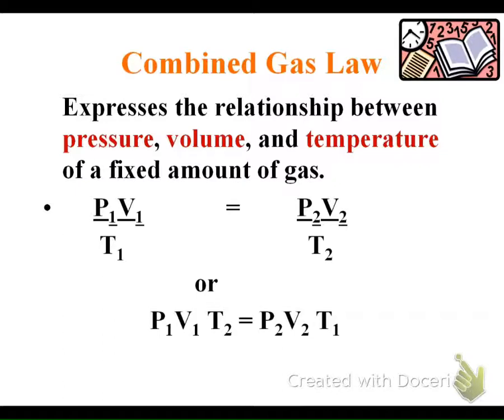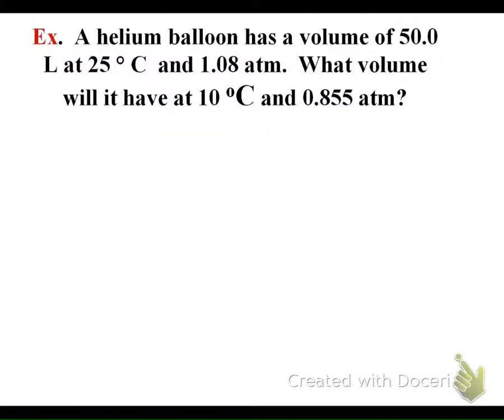You do need to know the relationships, though. You do need to know that Boyle's, Charles, and Gay-Lussac's have different relationships, so you need to know those itself, but the math problem, you can just know P1 V1 T2 equals P2 V2 T1. So let's do a problem. A helium balloon has a volume of 50 liters at 25 degrees Celsius and 1.08 atmospheres. What volume will it have at 10 degrees Celsius and 0.855 atmospheres?